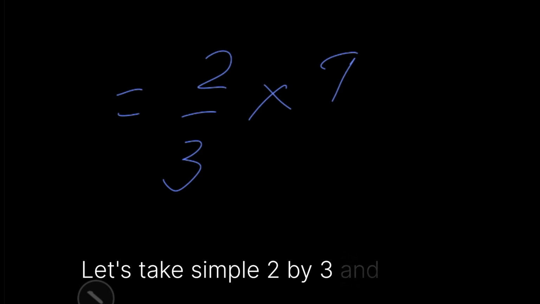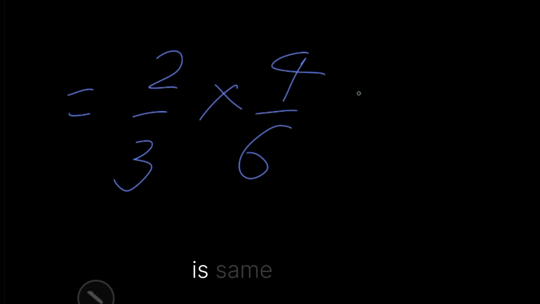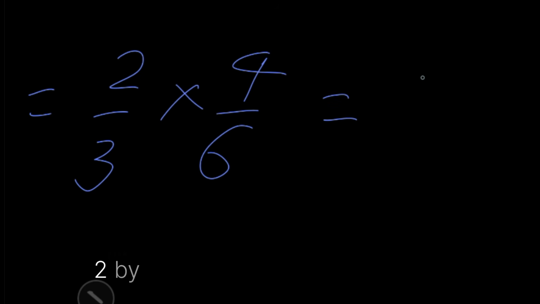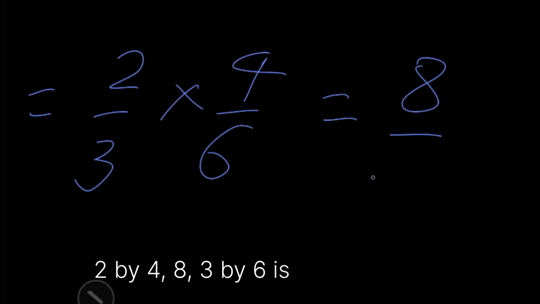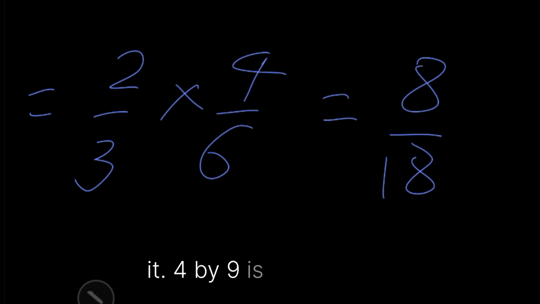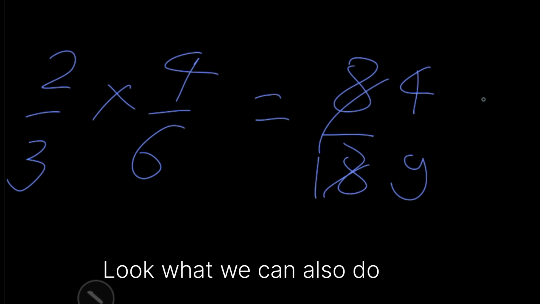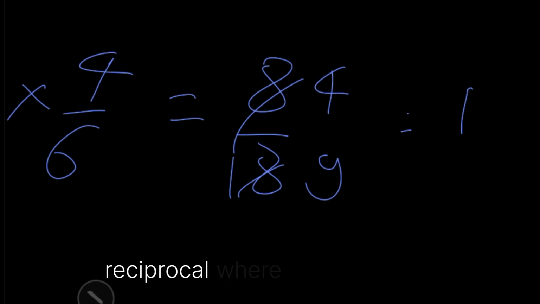Let's take a simple 2 by 3 and 4 by 6. It doesn't really matter if the denominators are the same or not. 2 fours are 8, 3 sixes are 18. 8 ones are 8, 2 fours are 8, 2 nines are 18, and that's it. 4 by 9 is the answer.